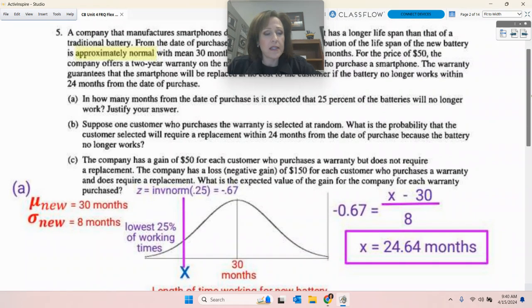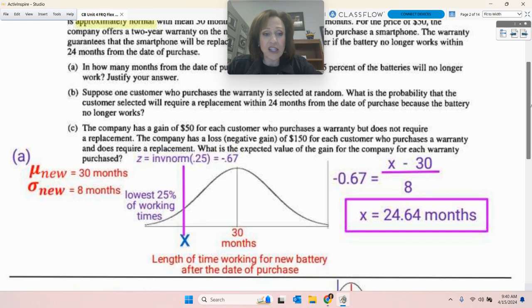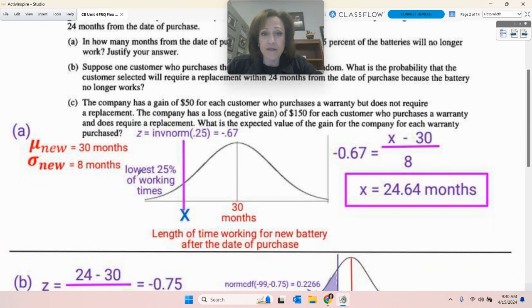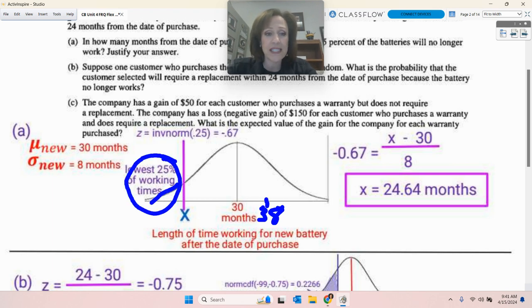We were first asked in how many months from the date of purchase it is expected that 25% of the batteries will no longer work. So you had to get that lowest 25% of times. The mean was 30 and the standard deviation was 8. I should have probably put at least one number in here, like the 38, so that you could see it on the picture. But I can see this is the area I'm looking for, that lowest 25%, and we wanted to know what that value was.